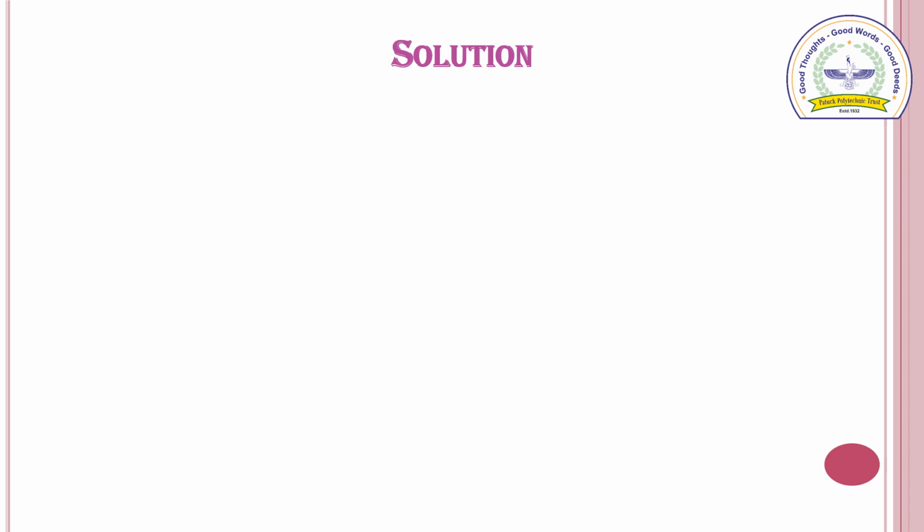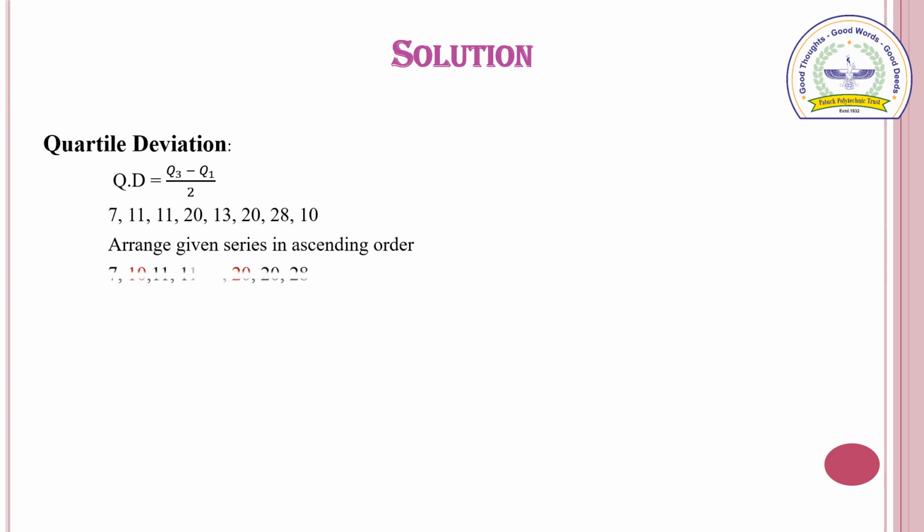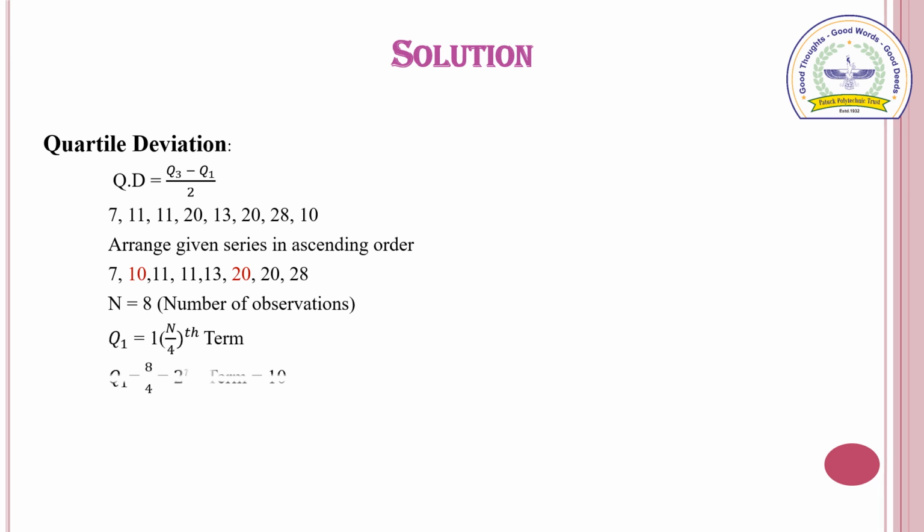Solution for quartile deviation. So quartile deviation equals Q3 minus Q1 divided by 2. We need to arrange the given series in ascending order. So ascending order is 7, 10, 11, 11, 13, 20, 20 and 28. Here n equals 8, that is the number of observations. So Q1 equals 1 into n by 4th term. n is 8, so n by 4 equals 2. So the second term in the arranged sequence is 10.